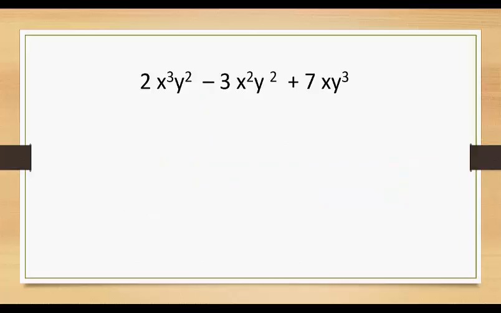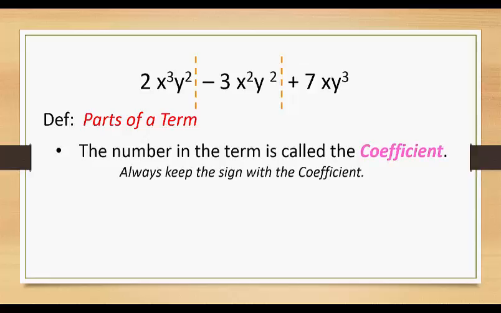Now that we understand how to separate our terms, we can look at each term and break it down into its individual components. These are known as the parts of the term. First, we're going to parcel out our terms, and then we begin by looking at each term in its separate parts. The first part, always being the number in the term, is called the coefficient. And anytime we work with the coefficient, we keep the sign with the number. You can see in this example, we have 3 terms, and the 3 coefficients are 2, -3, and +7.